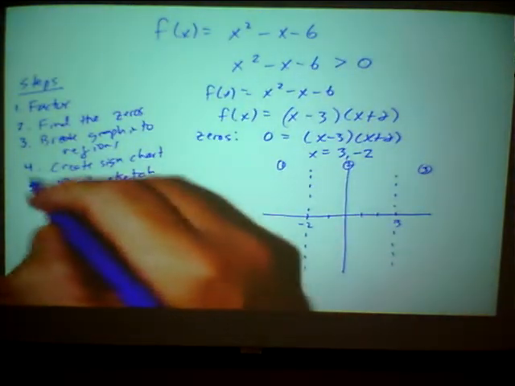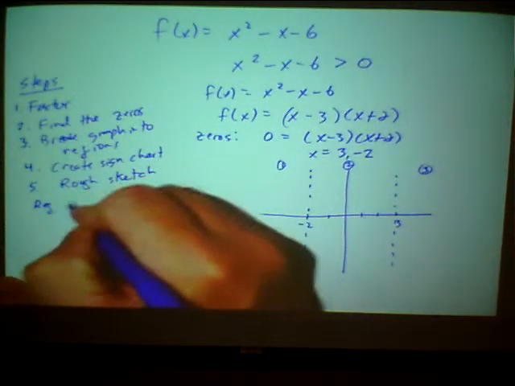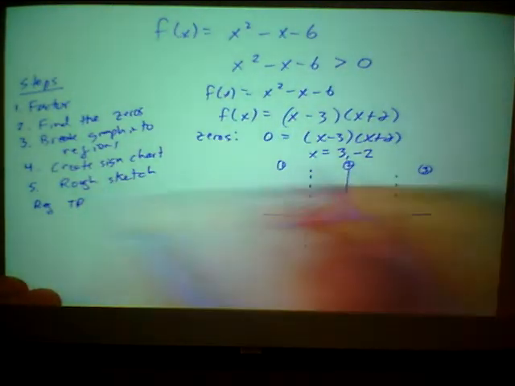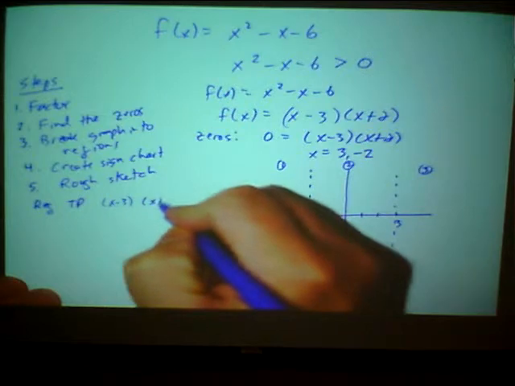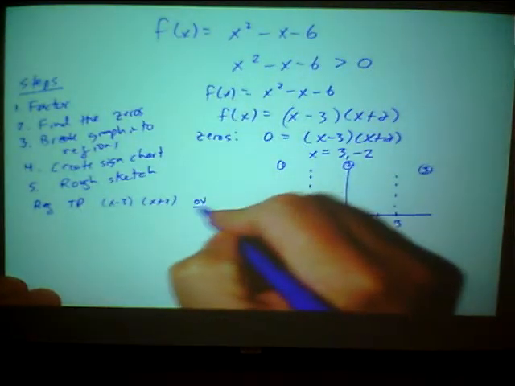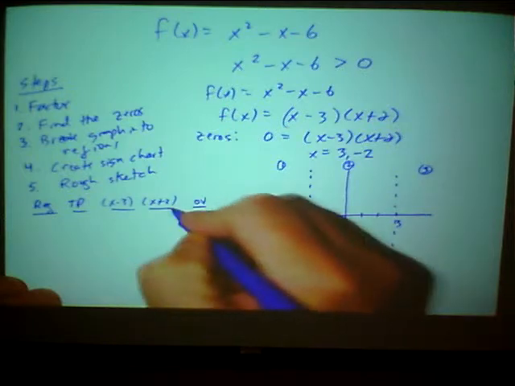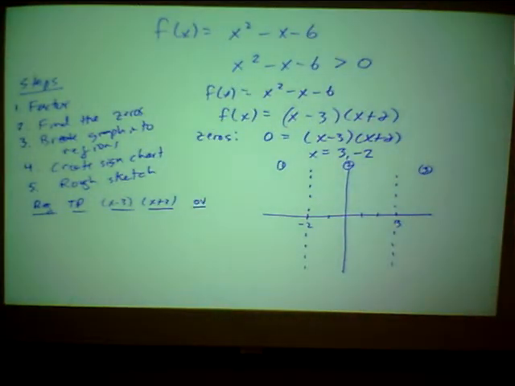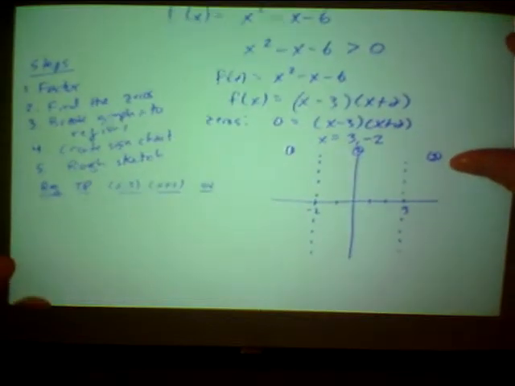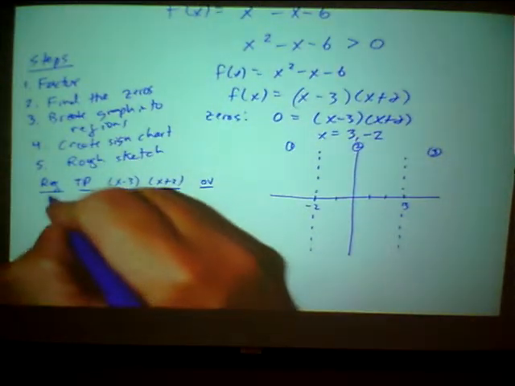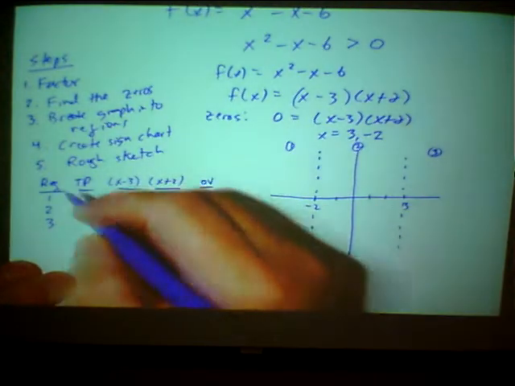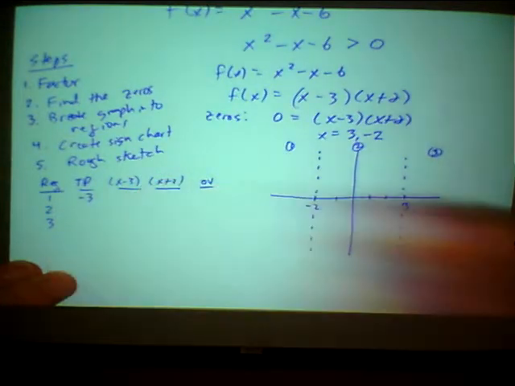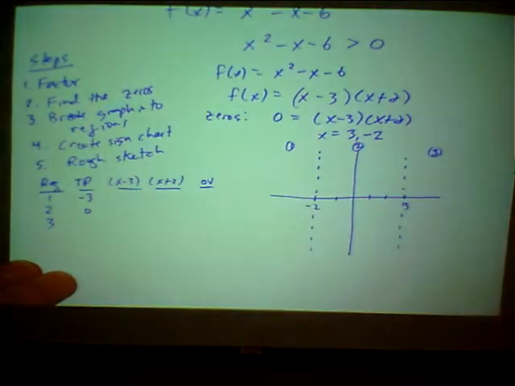I'll go over here to the left, and I'll make my sign chart: region, test point, and then I write my factors. I have 2 factors, x minus 3, x plus 2, and then overall. All right, so this should look familiar. We've done this before. So I have 3 regions. For region 1, I'll choose a test point of minus 3. For region 2, I'll choose 0. For region 3, I'll choose 4.